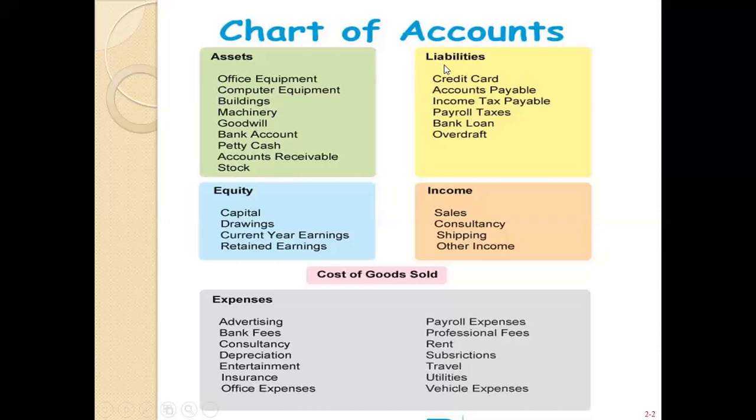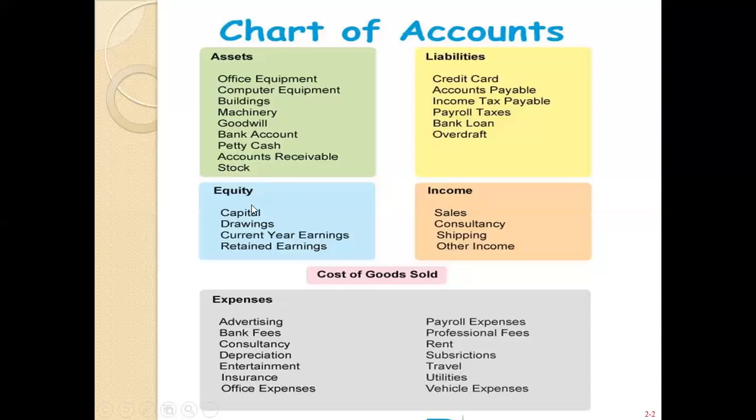Okay, assets. And the second important is liability. What is a liability? It is something that is a liable amount. Like if you take a loan for your business, a credit card loan, any goods that you do not pay for, that is accounts payable, income tax payable, payroll taxes, bank loan, and overdraft. That's the liability of a business. It is the second head of account.